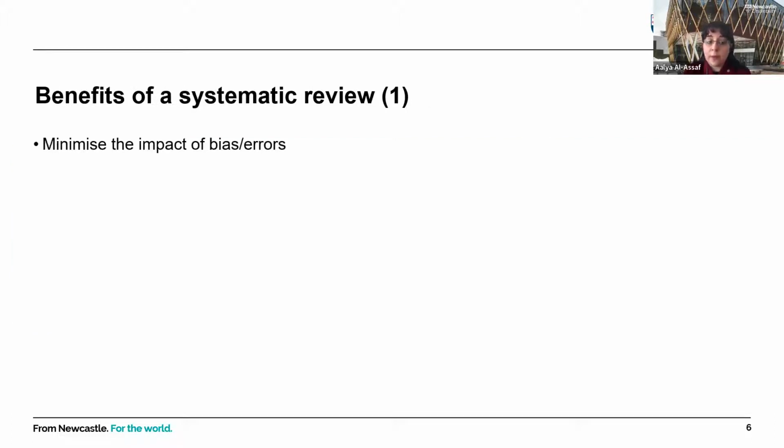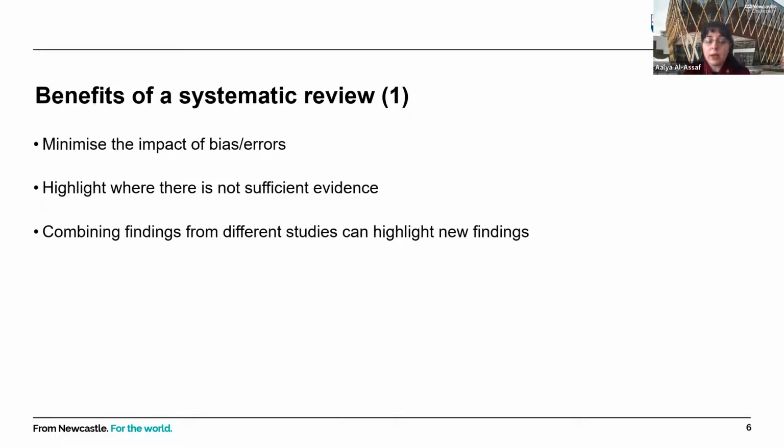The benefits of systematic reviews: first, they minimize the impact of error or bias, and they highlight where there is insufficient evidence, where there is a gap in knowledge. Also, combining the findings from different studies can highlight new findings. And it can also mitigate the need for further clinical trials.